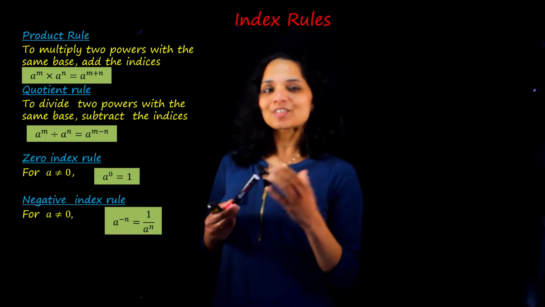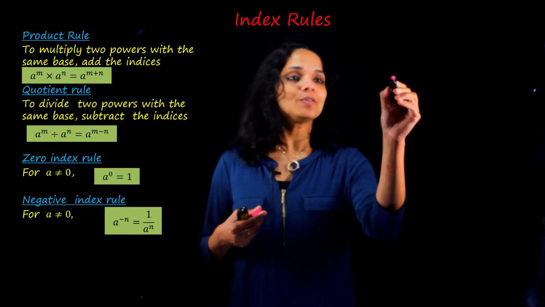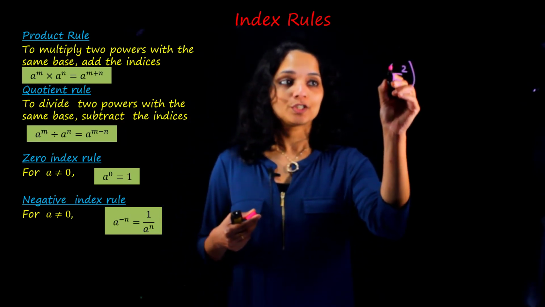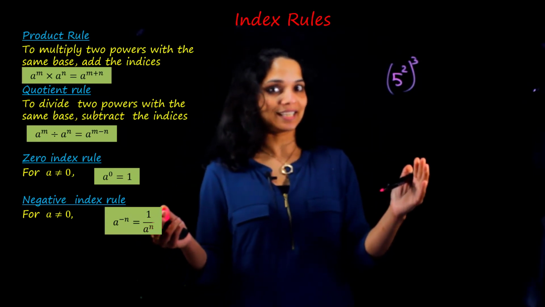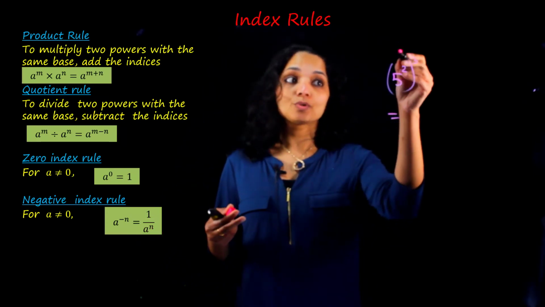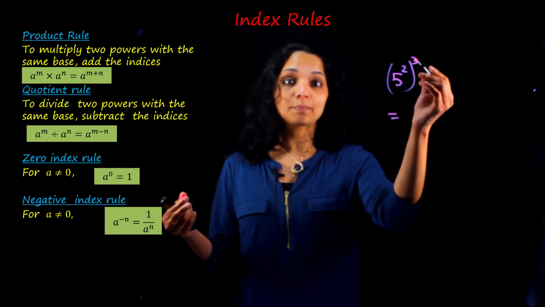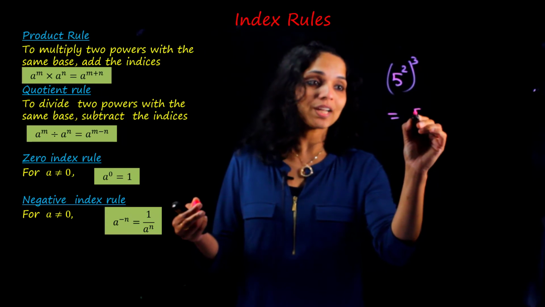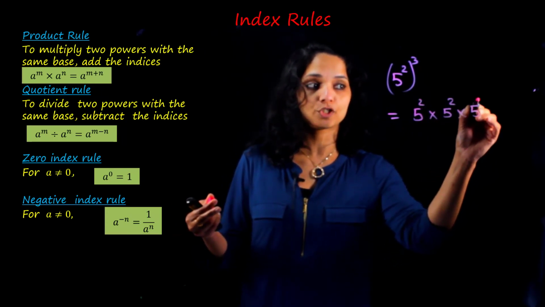There's one last rule as well, which is the power of a power rule. How do you find out 5 to the power 2, all to the power 3? Is there a simple way of finding it out? 5 to the power 2 to the power 3 can be thought of as 5 to the power 2 multiplied 3 times. So you can write it as 5 to the power 2, 5 to the power 2, 5 to the power 2.